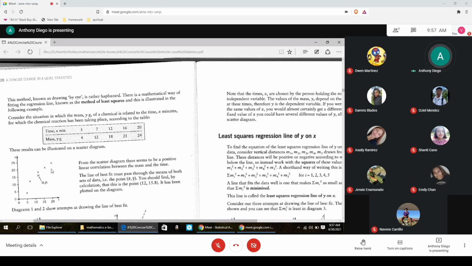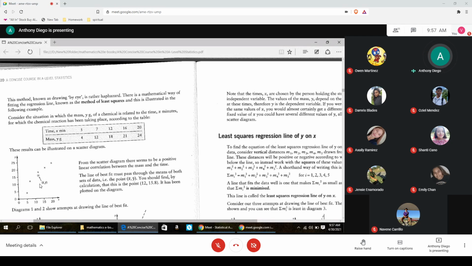Now, if you notice, you can clearly see that this graph will have a positive correlation, because as the values of x are increasing, so are the values of y. Y is increasing as x tends to increase. Everybody got that? Everybody got that part? Yes, sir.